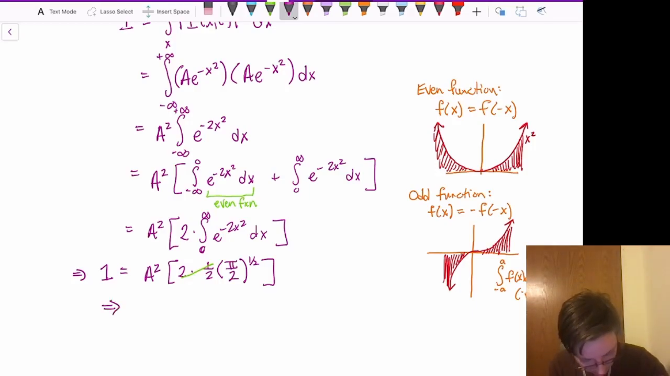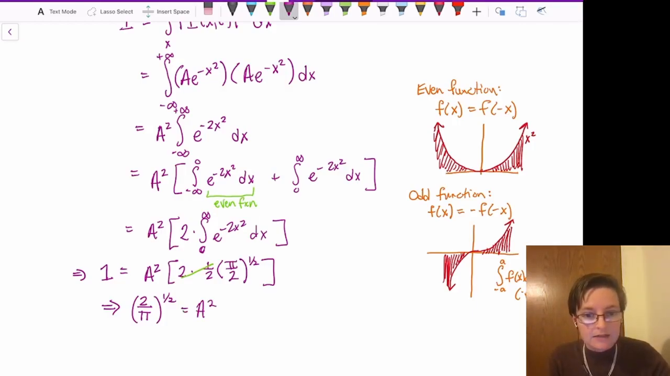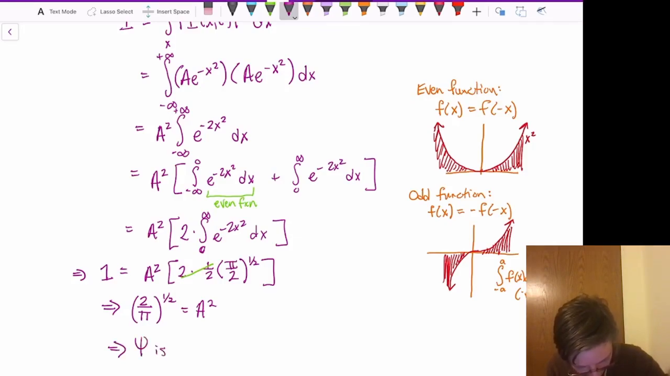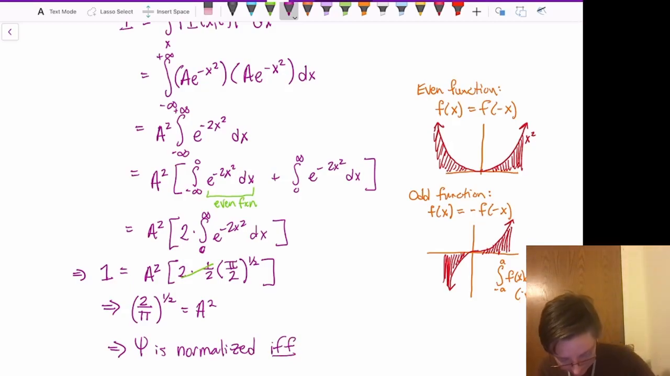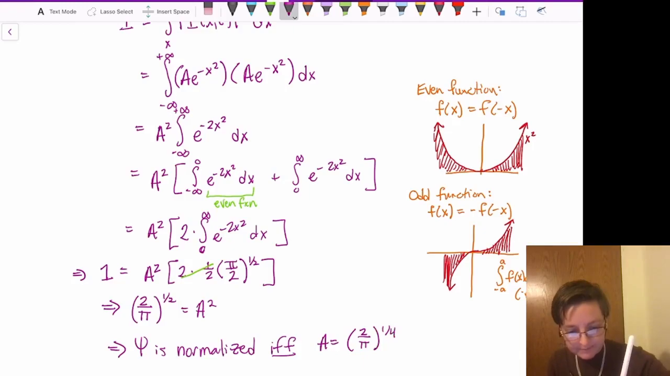And so let me go ahead and solve more explicitly for what a should equal in that case. So I'm going to get 2 over pi to the 1/2 is equal to a squared, and that means that our function is normalized if and only if a is equal to 2 over pi to the 1/4 power.